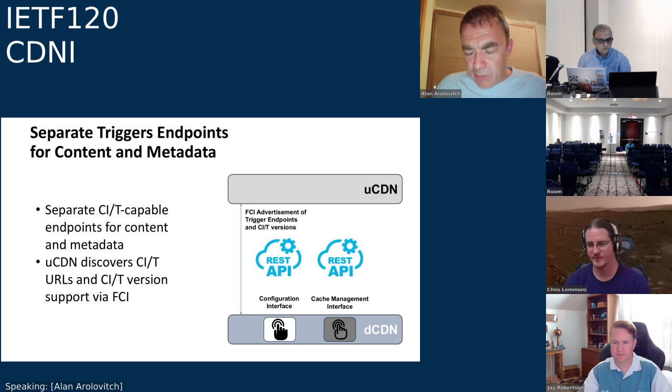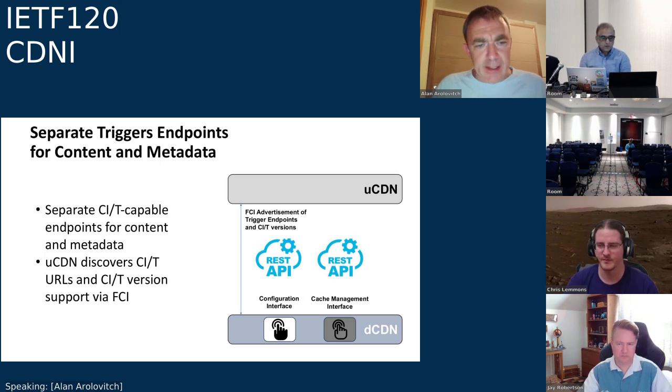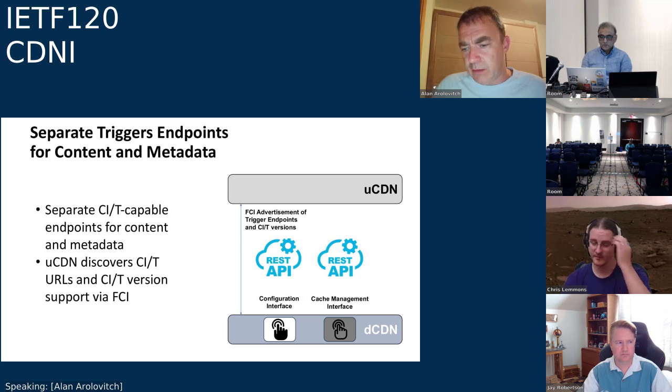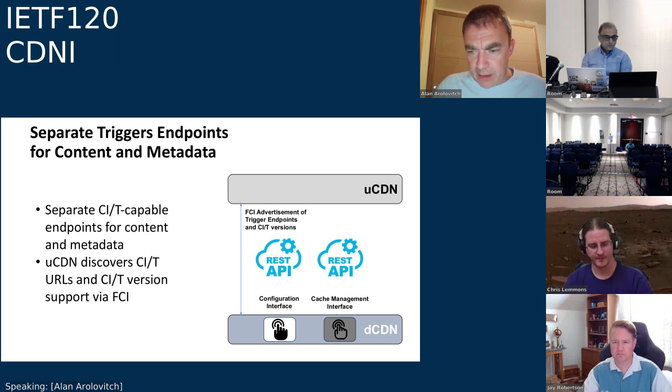One of the goals is alignment with Open Caching. In Open Caching, we actually have 2 separate interfaces for managing metadata and content. To make this possible, we made some changes. So FCI advertising includes endpoints for both, indicating, if you want to change metadata using triggers, use this endpoint, and this is the version attached to that. And if you want to manage content, there is that endpoint. Accordingly, UCDN would speak to 2 separate endpoints and potentially even with different versions. So you can actually use triggers v1 for configuration and triggers v2 for content. And this is all done through FCI. Next slide.